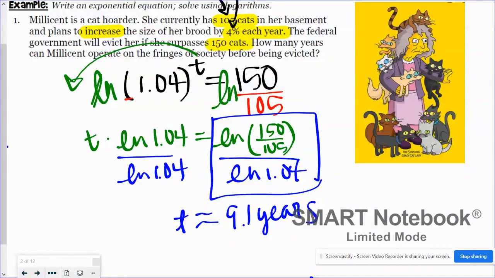Still, that's a lot of cats. But hey, to each its own. So that's how we write exponential equations and how we solve them using logarithms.